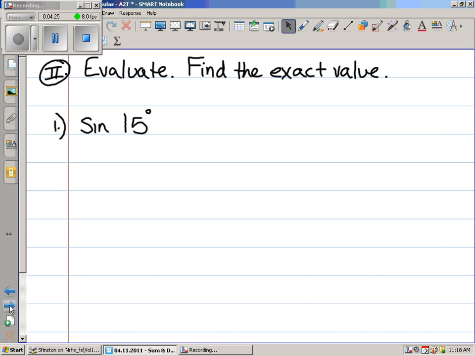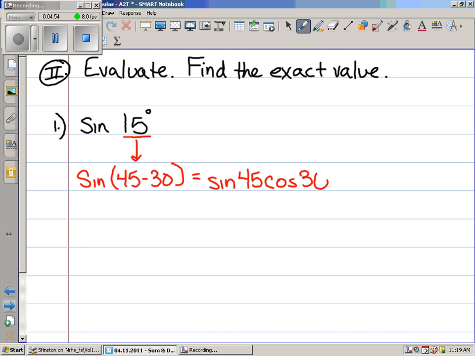Now this is made up. There's lots of different ways. I'm going to use 45 and 30, and I'm going to use one of the equations from the front. The sine of 45 minus 30, because that will create 15, is the same thing as sine 45 cos 30 minus cos 45 sine 30. All I did was pull it off the table in the front. It's a piece of cake, that's it.